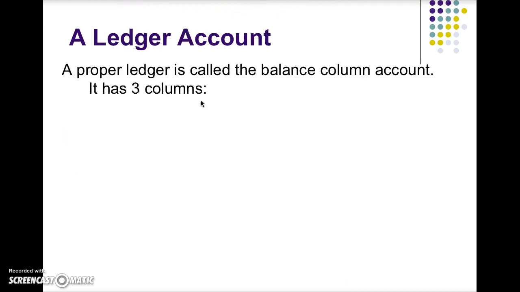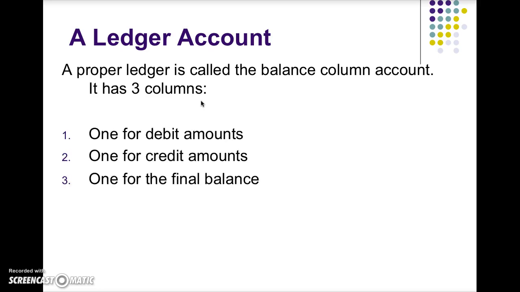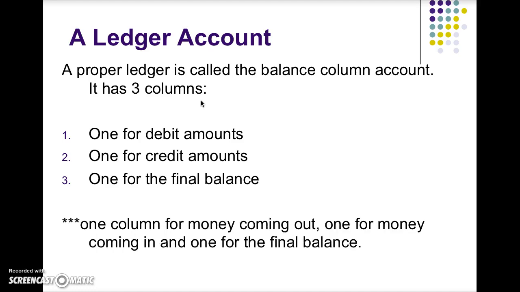A proper ledger is called the balance column account because it has 3 columns. There's one column for the debit amount, one for the credit amount, and one for the final balance.